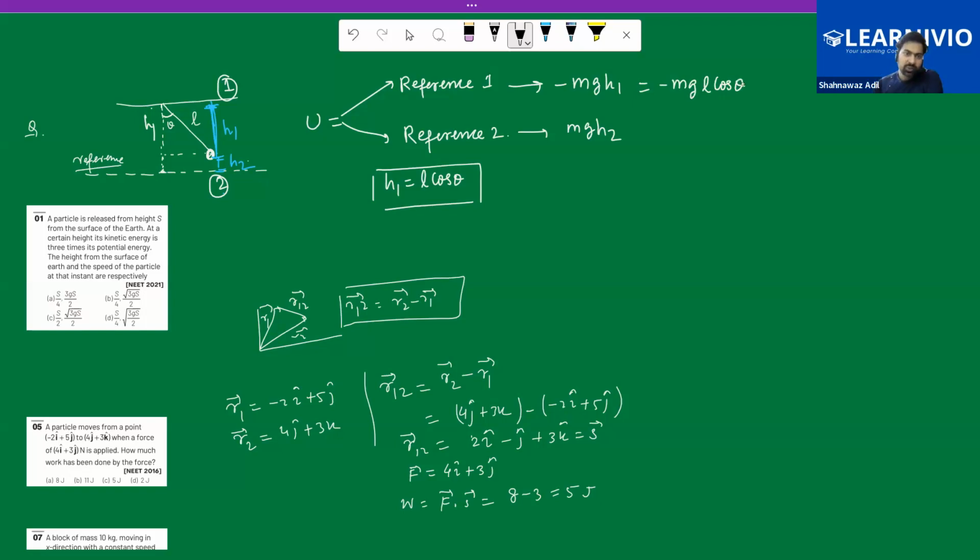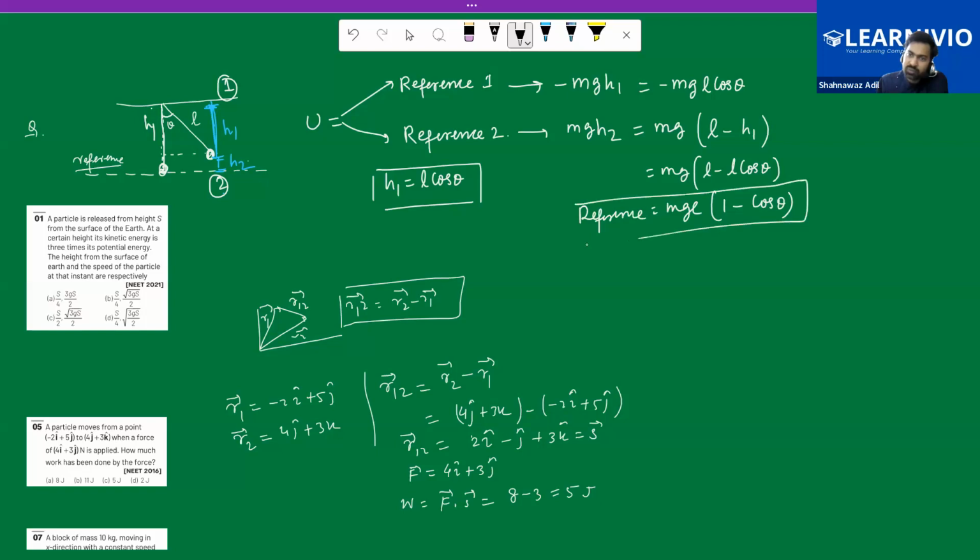But what is H2? H2 is the total height. So the length of this thread is L. This total length is L. So that would be L minus this H1. This would be mg L minus L cos theta. This is mgL 1 minus cos theta. So this is how we measure the potential, right? So this is 1 and this is 2.